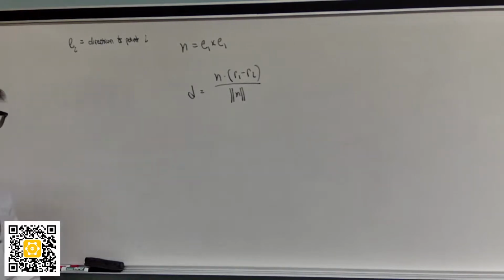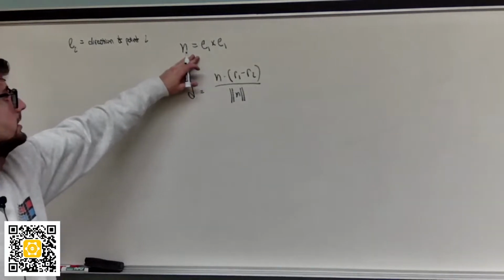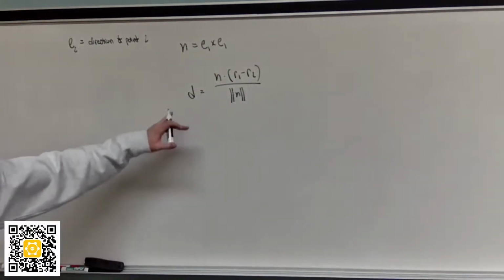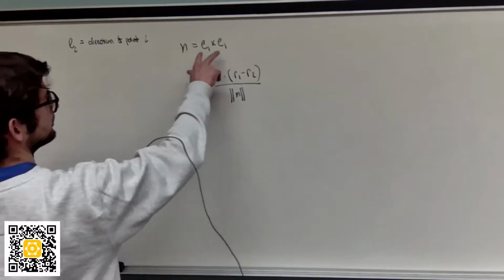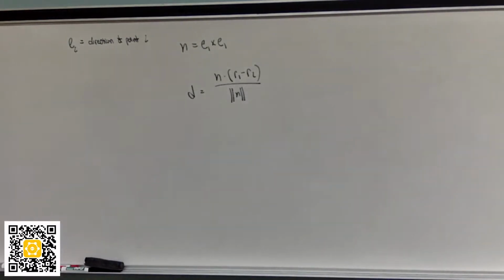Wait, what's N again? N is just the cross product of the directions of those 2 points. And D is supposed to be for the distance. The closest those two lines get, those two vectors. Those 2 points of R1 and R2. Oh, they're vectors. Yeah, got it.